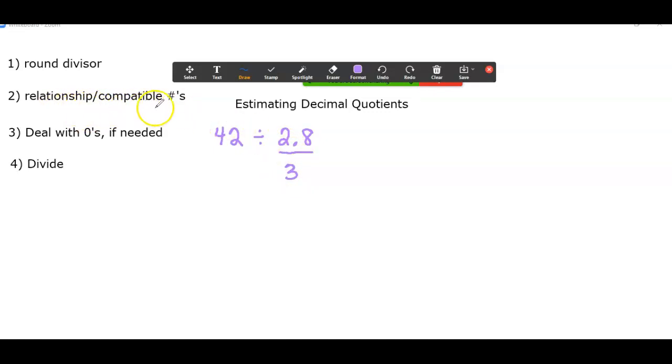So then I need to think about my relationships and compatible numbers. All right, well, if I do my multiplication chart for 3, I know that 3 times 11 is 33. 3 times 12 is 36. Now here's my slight problem today. If I'm just looking at a multiplication chart, I can only go to 36, right? I could change 42 to 36. Okay, I could do that. That's still pretty close to 42, right? Which would tell me that my estimate was 12.